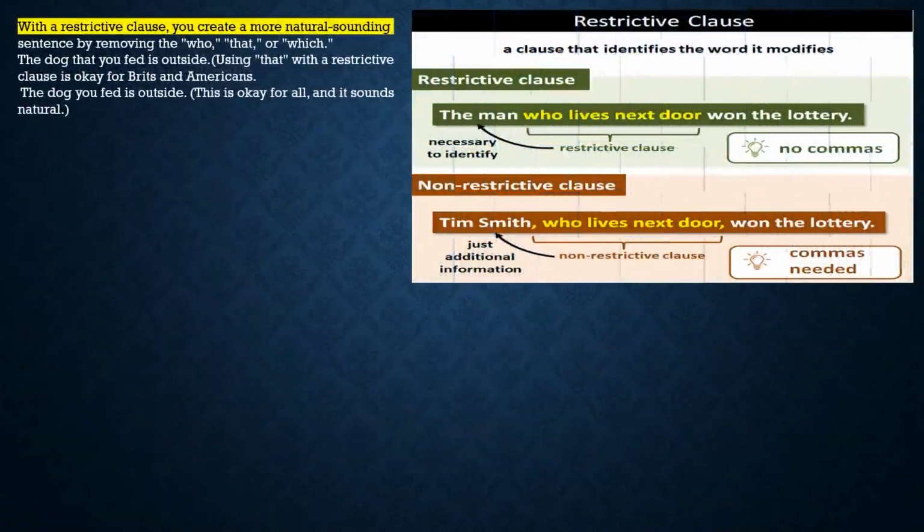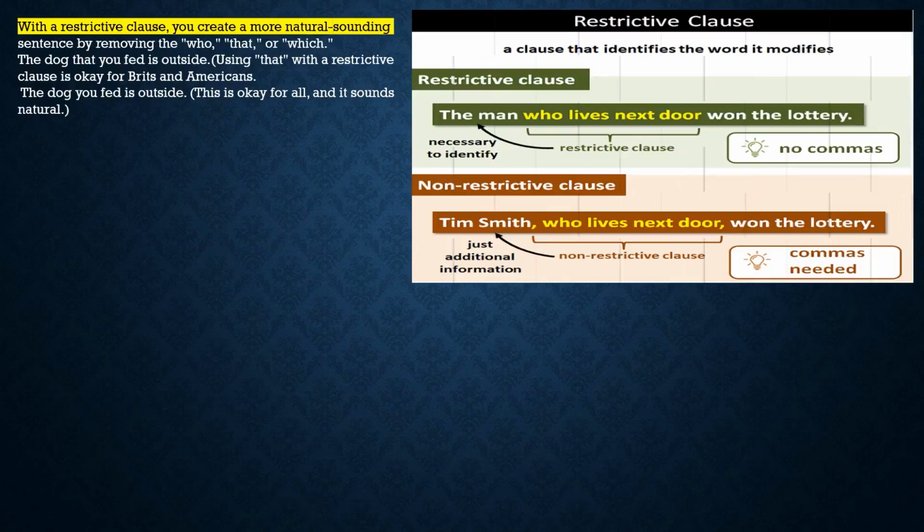With a restrictive clause, you can create a more natural sounding sentence by removing the who, that, or which. The dog that you fed is outside. Using that with a restrictive clause is okay for Brits, meaning Britons, or British English, and Americans. So, the dog you fed is outside. This is also okay for all, and it sounds natural. Our main focus is that we must make English sentences sound normal and natural.